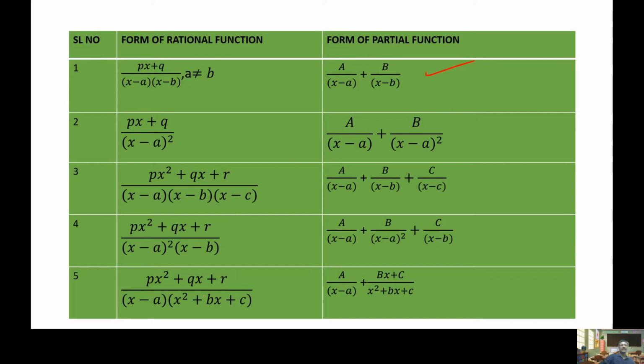If any term in the denominator is not factorizable, like ax squared + bx + c, then what you have to do? Take it as (bx + c) by (x squared + bx + c). Always remember, in partial fractions it will be numerator by denominator. The degree of the denominator is always greater than the degree of the numerator. In partial fractions, always remember, the degree of the denominator is always greater than the degree of the numerator.